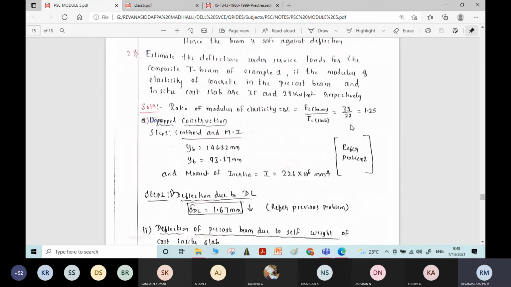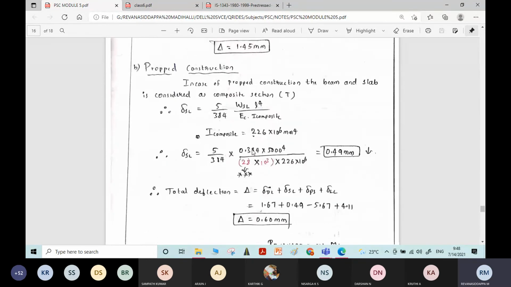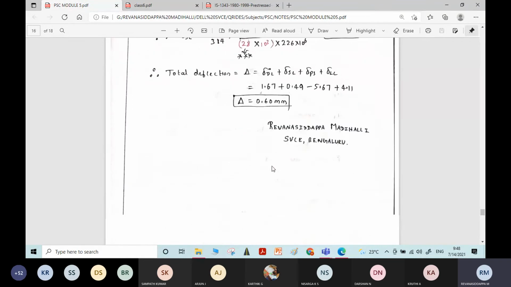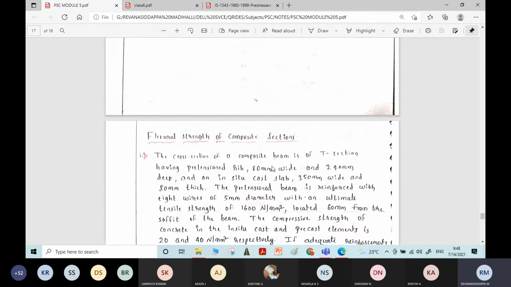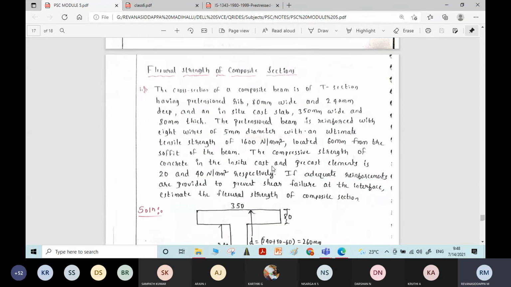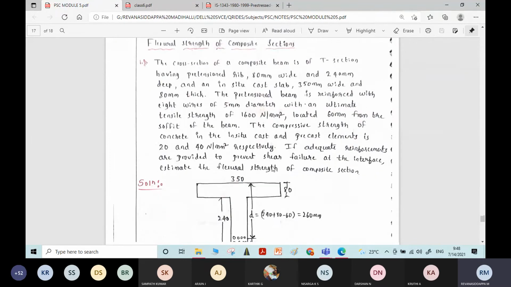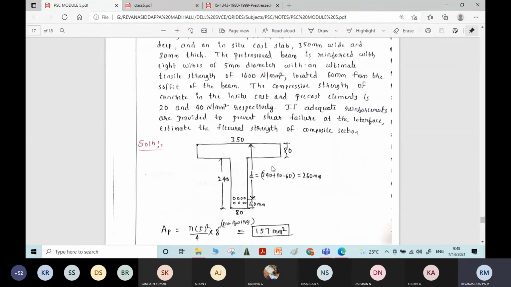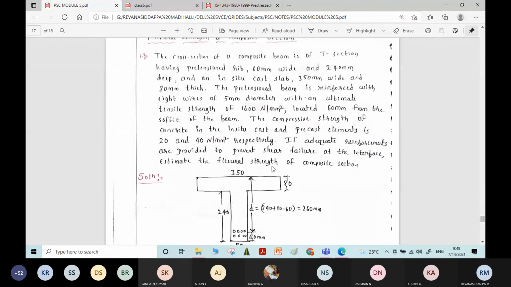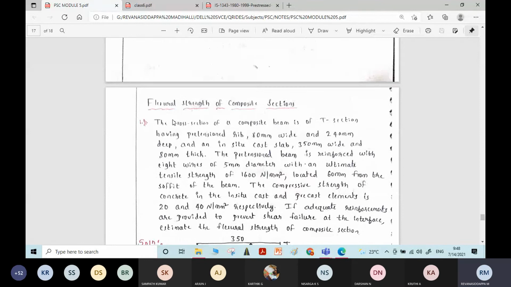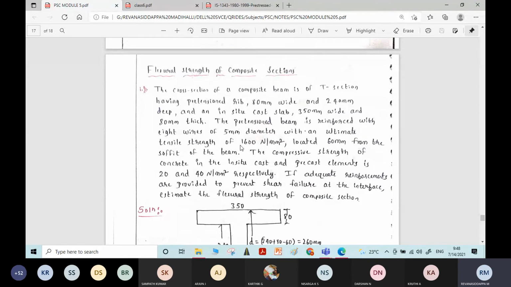I think I have already shared these notes in MS Teams. I will share them once again through your class representatives. You go through it. If you get any doubts, you ask me anytime. Now we will solve one problem on flexural strength of the composite sections. It is 100% similar to that of flexural strength of the normal PSC beam. There is nothing different. Let me explain that.